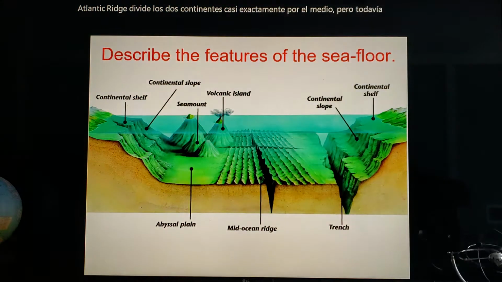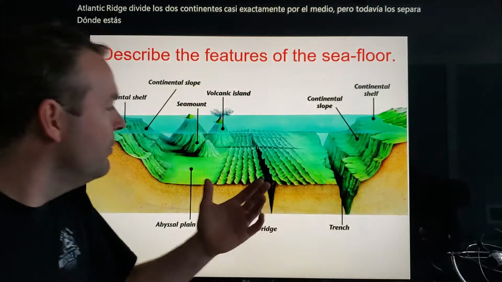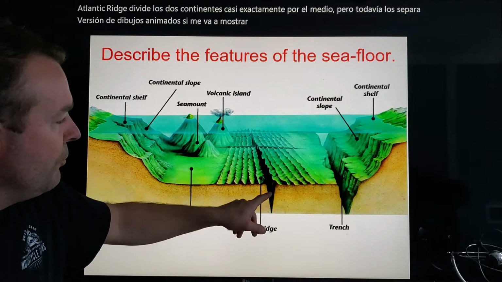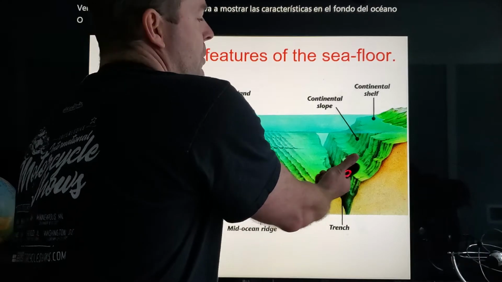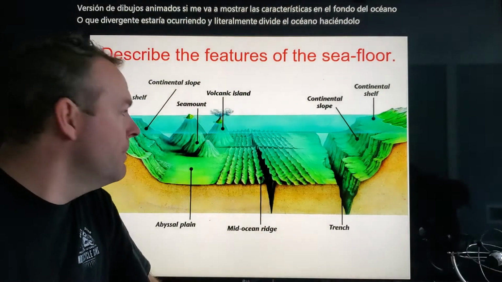All right, again, that's called an area of divergence. This is a great cartoon version, if you will, showing you the features on the ocean floor. There's the mid-ocean ridge where that divergence would be occurring, and it literally splits the ocean apart, making it bigger and moving the continents away.